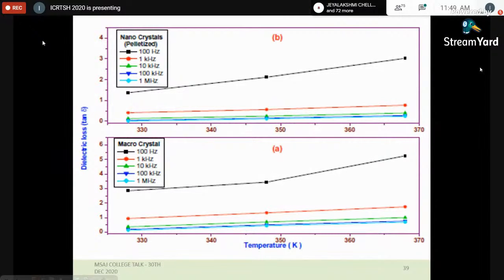This is dielectric loss with temperature. Again, when the temperature is increased, variation is obtained for different frequencies, and except for 100 hertz, more or less the same output is obtained.